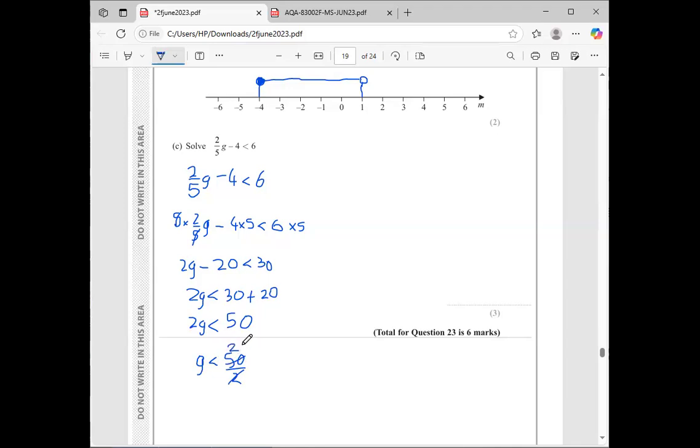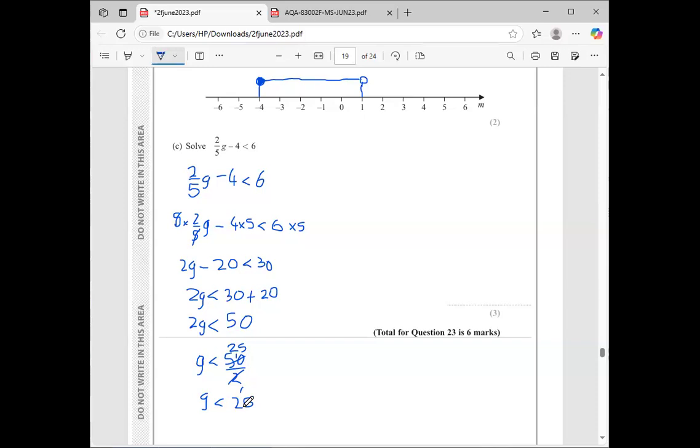Okay, I'm sure you know by now how I got 25. If you want to still go down to the basics, 2 in 2 is 1. 2 in 5, 2 times, remainder 1, because 2 times 2 is 4, and 2 into 10 is 5. So G is less than 25. That's the final answer.